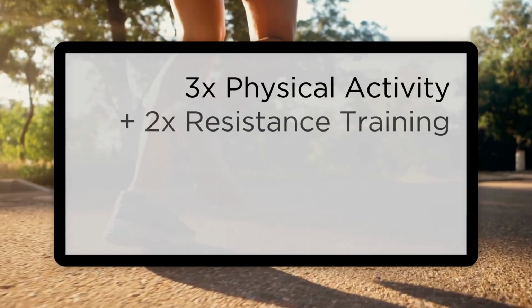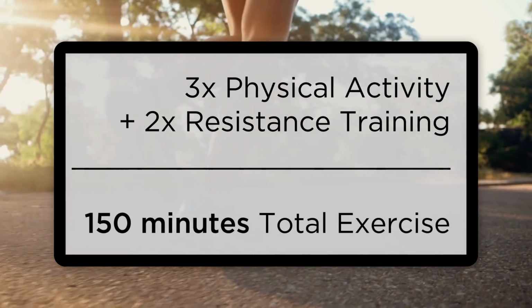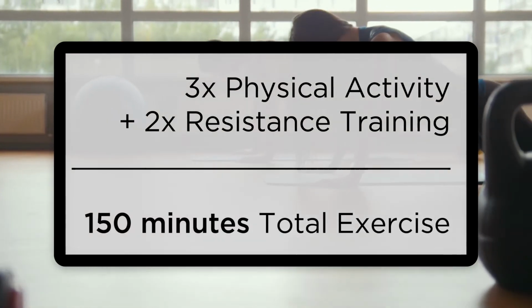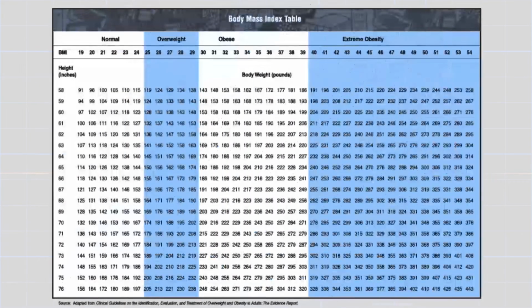Be active. Aim for 150 minutes of exercise, with 3 days of physical activity and 2 days of resistance training. Keep your weight in check. Talk with your healthcare provider about your BMI, or body mass index. A sustained weight loss of 7% of your body weight is ideal.